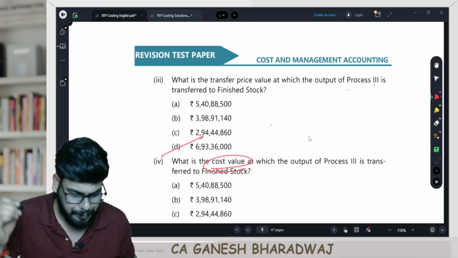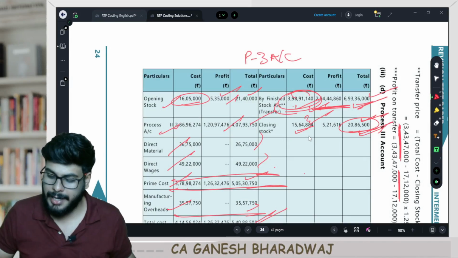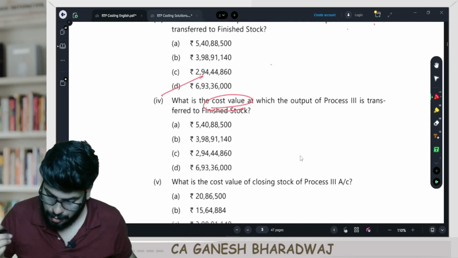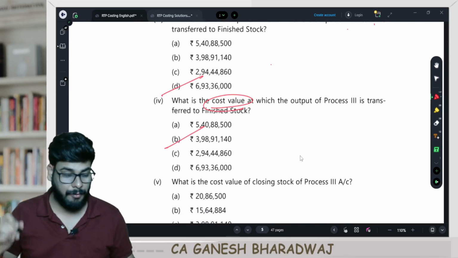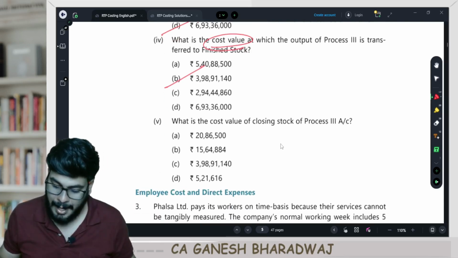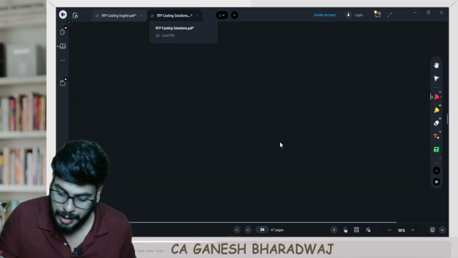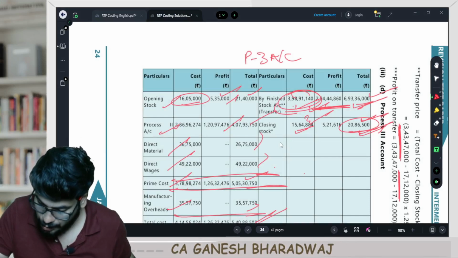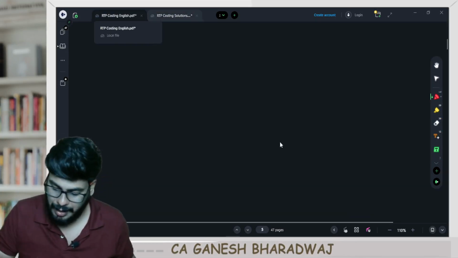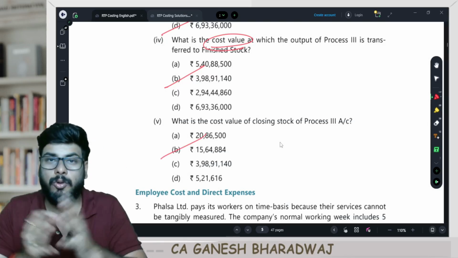And they're also asking for the cost value. The cost value is 3 crore 98 lakh 91,140, right? So that's about here. 3 crore 98 lakh 91,140. That's the answer for the fourth part of the question, which is option number B. And finally, what is the cost value of the closing stock in process number 3? So in process number 3, cost value of closing stock is going to be 15,64,884. As simple as that. That's about this particular question.